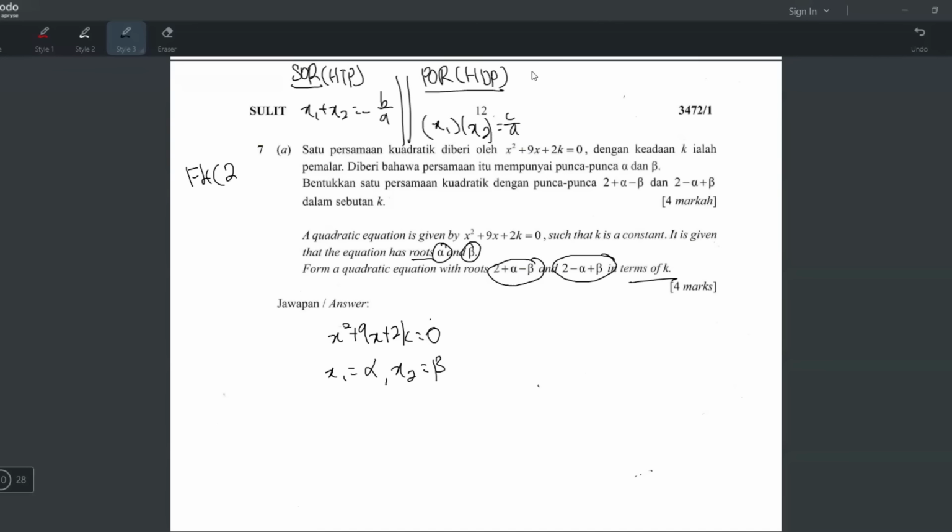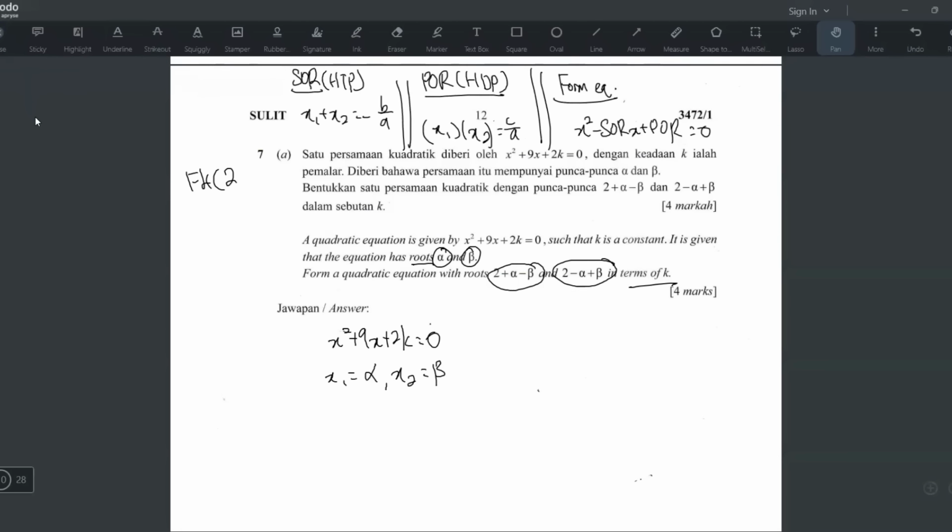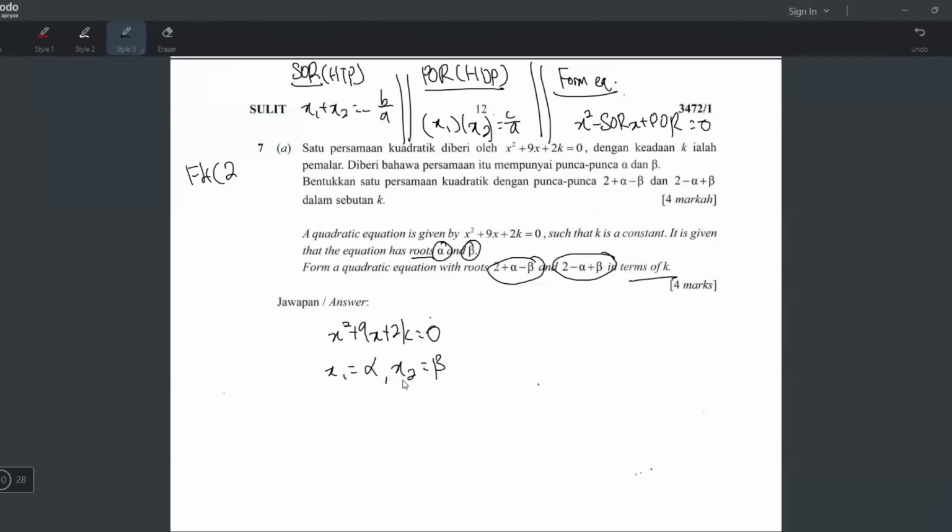Okay, and then the last thing is when they ask you to form a new equation. The formula you will be using is this: x squared minus SOR x plus POR equals 0. This is how you get the general form when you form an equation. Okay, all right, so these are the three main things you need to know. All right, so now we can start. First, you have to do SOPOR for the old equation first. And then later we have to do SOPOR one more time for the new equation.